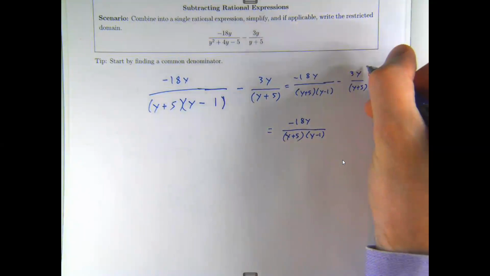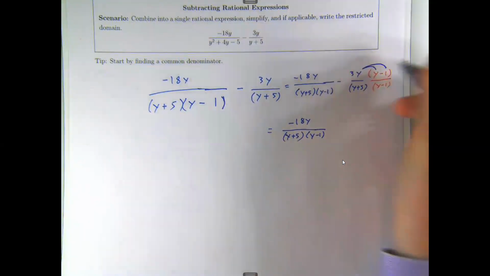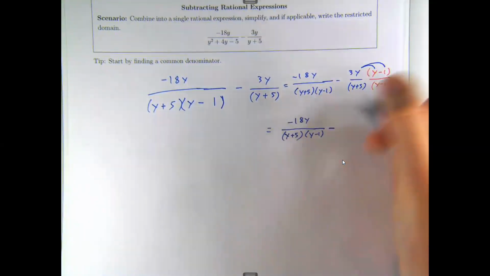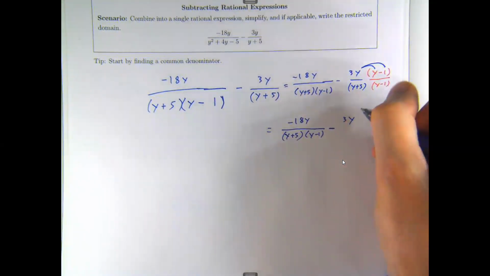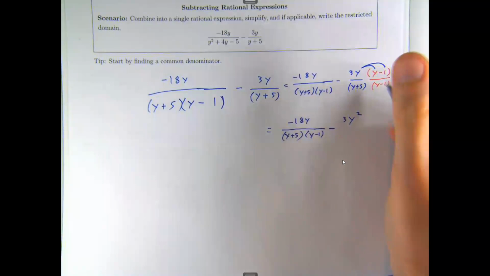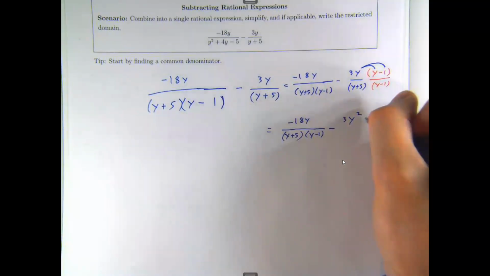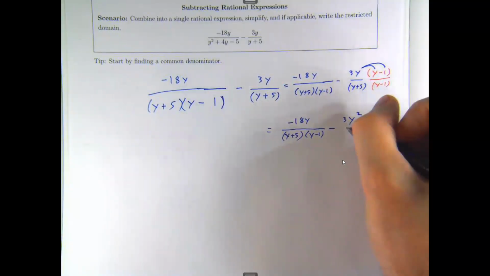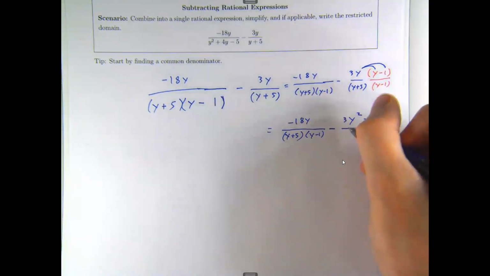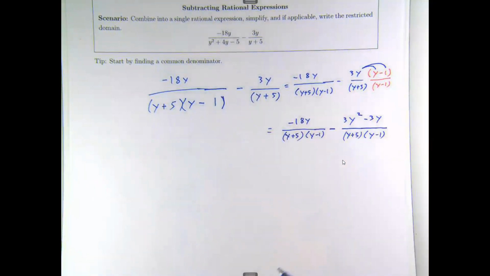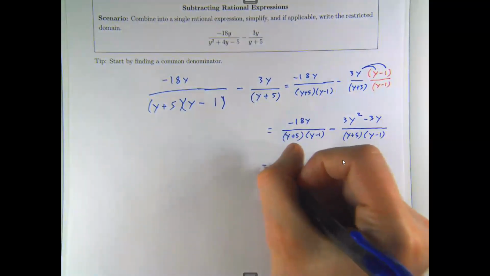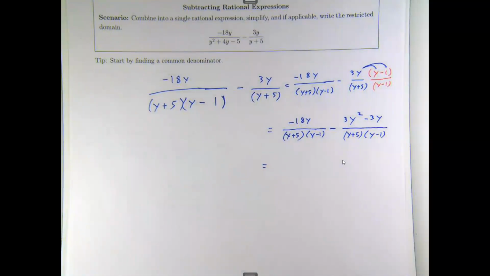I'm going to multiply this out here before I do that subtraction. So minus, I have 3y times y, so that's 3y squared. And I have 3y times -1, that's minus 3y. And on the bottom I have y plus 5, y minus 1.